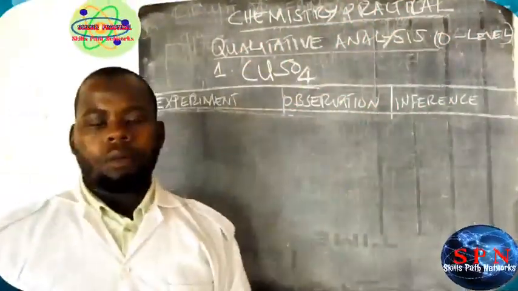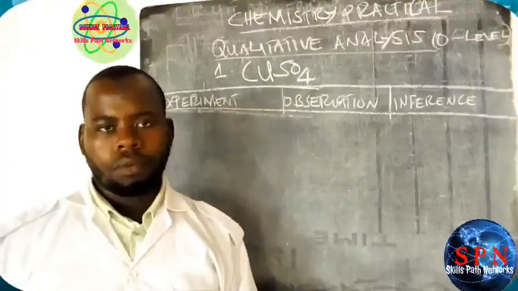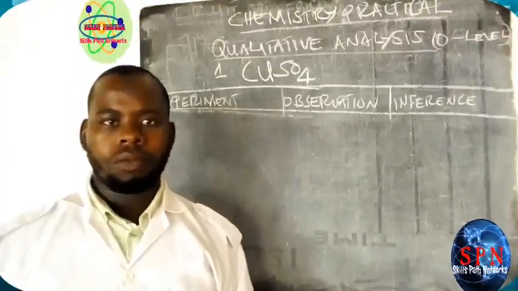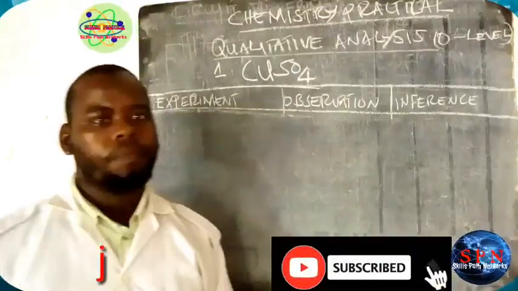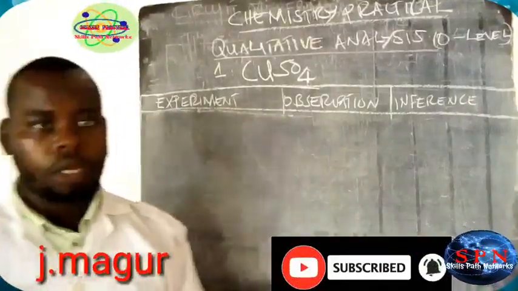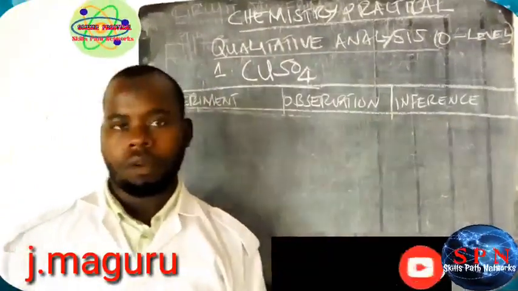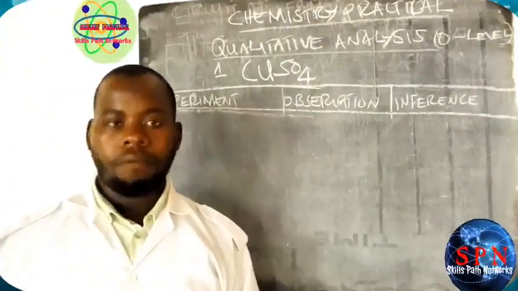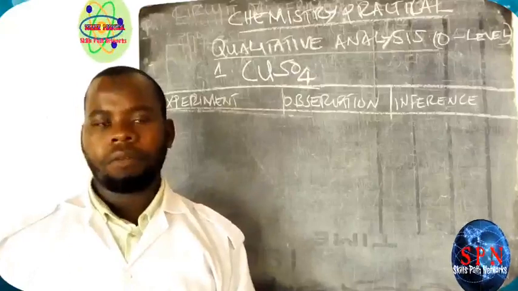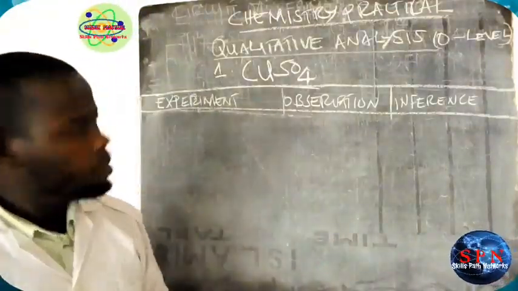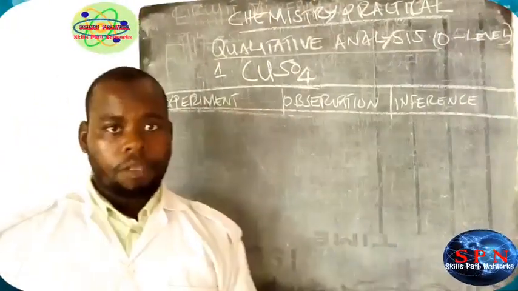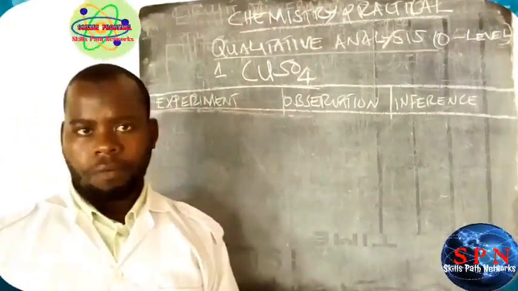Welcome to our chemistry practical lesson, and today we are going to continue with our topic of qualitative analysis. Today we are going to see analysis of copper 2 sulphate from appearance up to the confirmation test. Copper 2 sulphate comes in two forms.